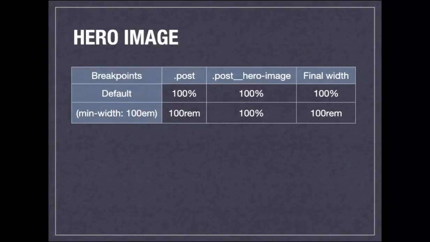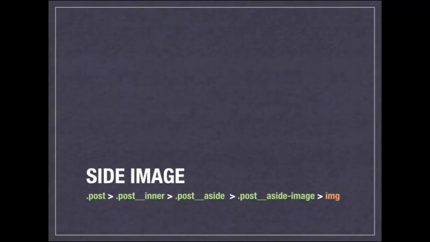So here we have a sheet that shows, we've got that post. By default, it's 100%. If it's over a minimum width of 100 em, then it's 100 rem. And the image is always going to be 100% of that container. So then we calculate it out, and we say that now we understand that by default, that image at top is always 100% of the width of the screen, unless the screen is really big, and then it's capped at the 100 rem wide.